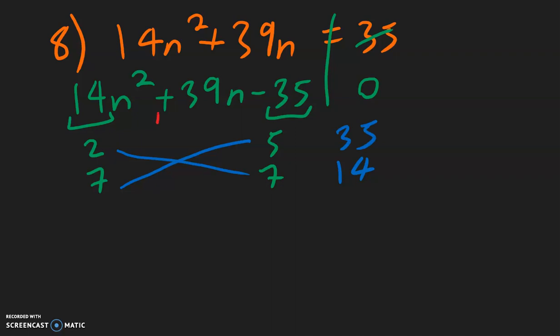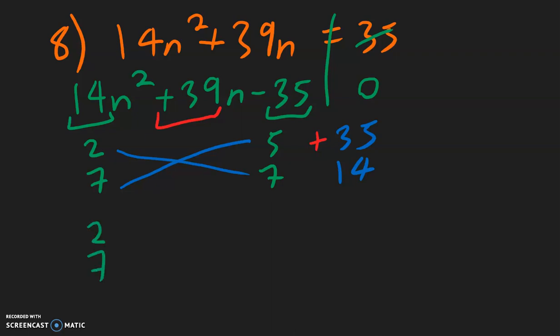We are trying to get a positive 39, so let's make the bigger number, the 35, positive. But 35 plus 14 is going to be 49. That's too big. And 35 minus 14 is 21, so no matter what, that does not work. So let's try flipping it.